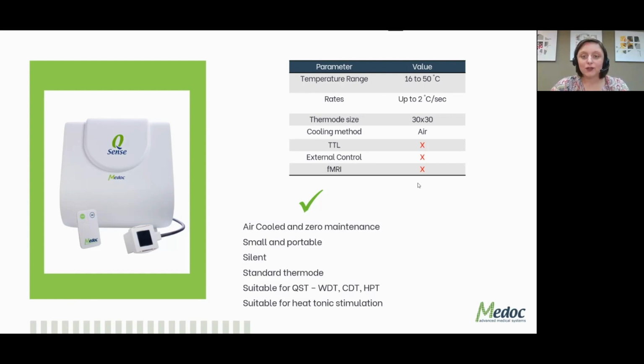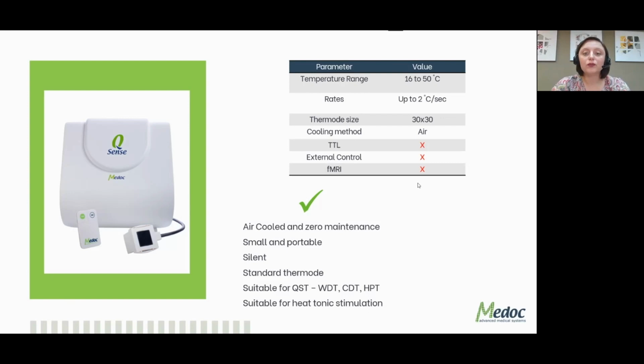It has the standard 30 by 30 thermode, which is required if you want to follow the standard QST protocol, quantitative sensory testing, as it was built by the German network, the DFNS network, that built this protocol more than 20 years ago and collected a lot of data with that.